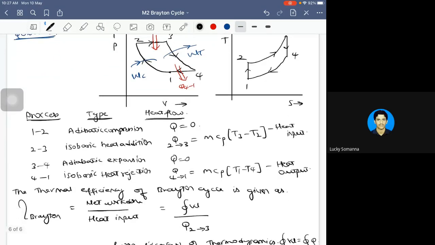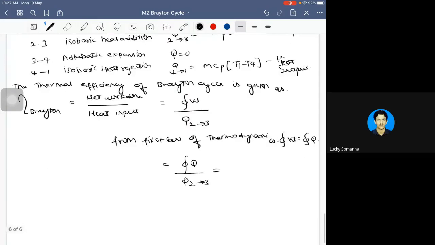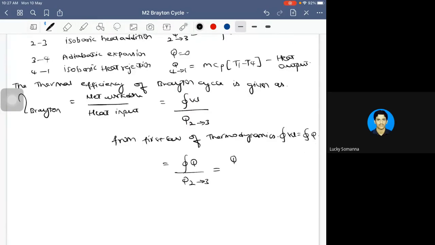Now further, what are the 2 different processes where the heat interaction takes place? That is Q2 to 3 and Q4 to 1, isn't it? Q1 to 2 is 0 and Q3 to 4 is 0, since it is adiabatic. So I would take only Q2 to 3 and Q4 to 1. So Q2 to 3 plus Q4 to 1 divided by the denominator, which is as it is, Q2 to 3.